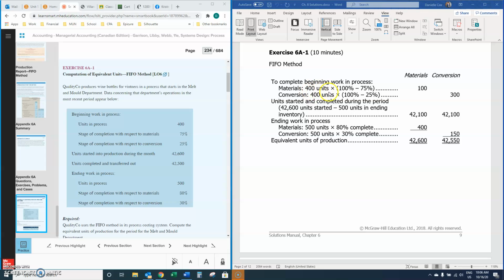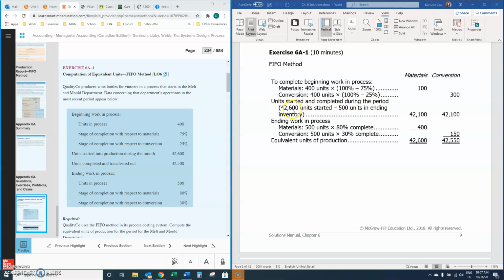So materials is 400 units times 100% minus the percentage that was completed last period. So it's 25% remaining. And conversion, 25% was completed last time, so 75% needs to get completed this month to finish. So it's 100% minus the percentage that was completed in the prior period. That tells us how much was completed this period.